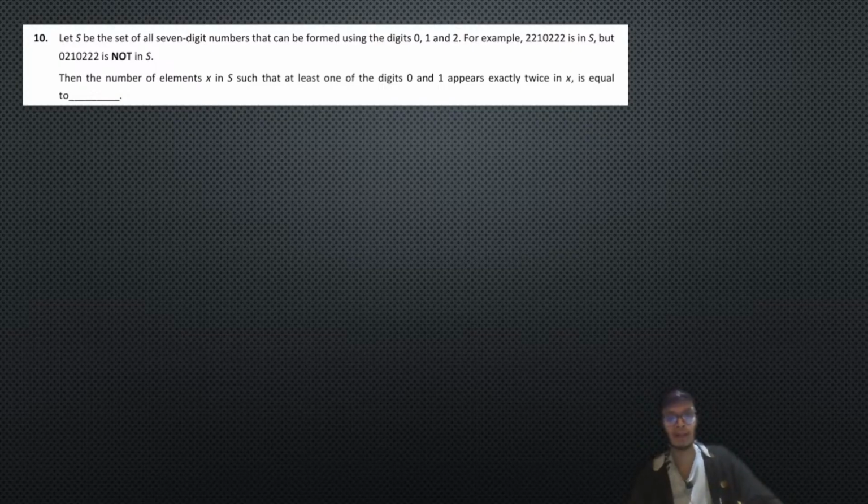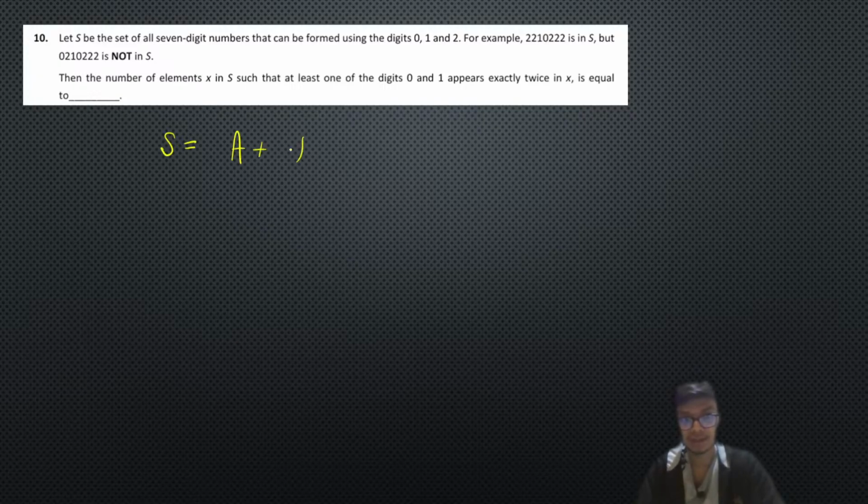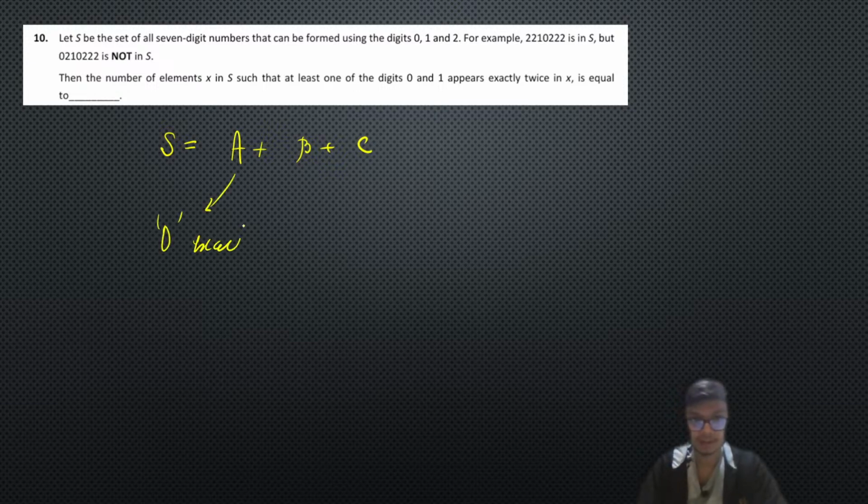For example, 2210222 is in S, but 0210222 is not in S. That's obvious, because if a number starts with 0, it won't be a 7-digit number even if you put 7 digits. That being said, it is a very simple thing. So I will try to classify the set S into 3 zones. It will consist of set A, set B and set C, where in set A the 0 will occur exactly twice, and in set B the 0 will occur exactly one time.